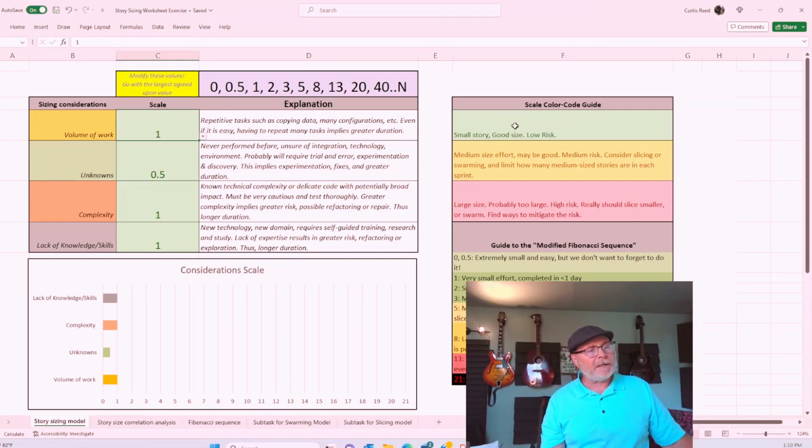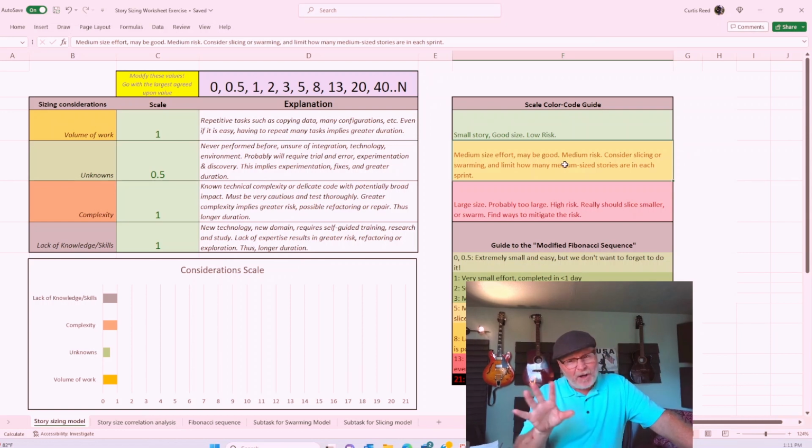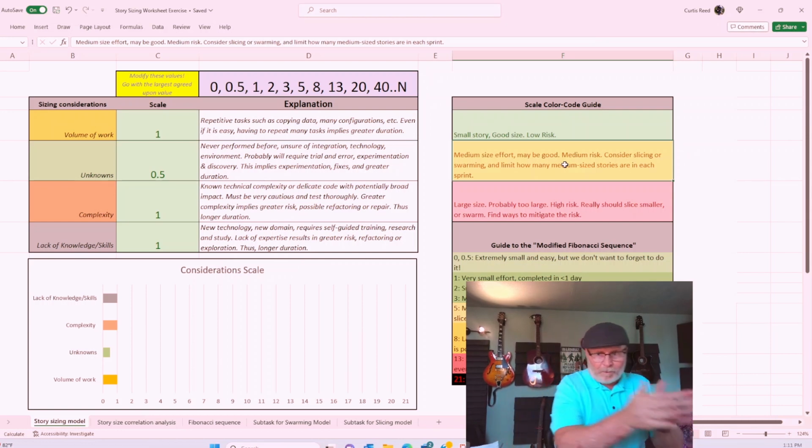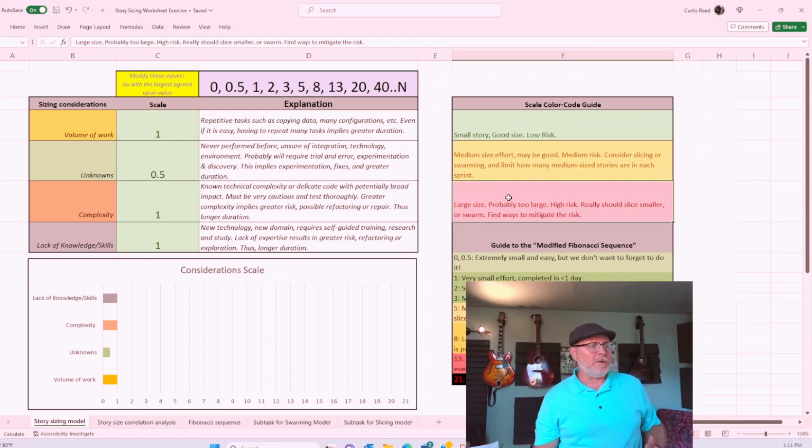Over here, I have a scale color code guide. So if it's green, it means it's a small story, good size, low risk. Let's go for it. If it's yellow, it means medium size effort, but it might be all right. Medium risk. We might consider slicing it. We might consider swarming it. And we should limit how many of these medium-sized stories we have, especially all at once. So we prefer smaller. We can handle medium. What about large? So when it goes to pink, it's going to be large, probably too big. And this is a candidate for slicing or swarming or both.